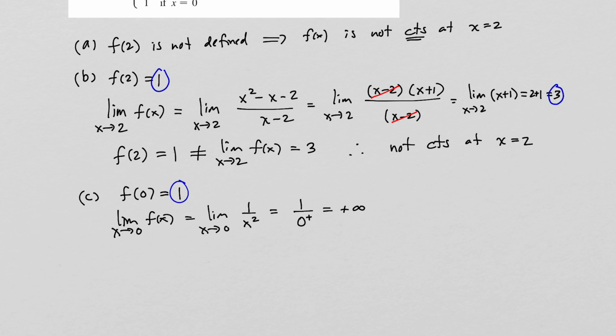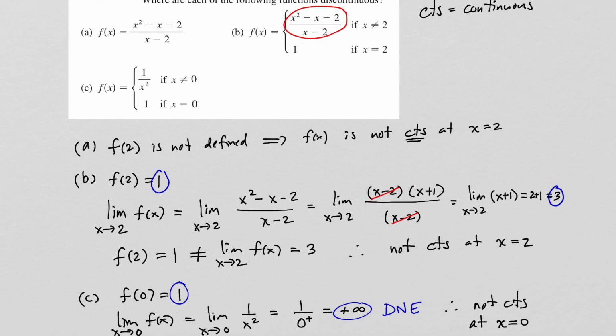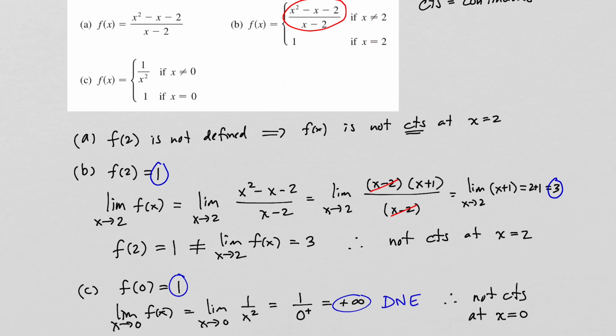And technically, since the limit is infinity, that means that this limit does not exist. And as soon as your limit does not exist, we can say this function is therefore not continuous at that value of x. And that value, of course, is x equals 0. So all three of these functions have an issue with continuity at various numbers, according to the definition.